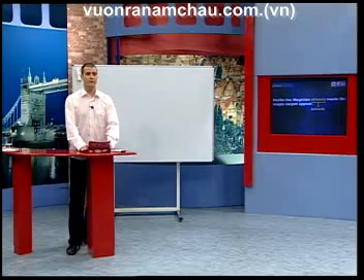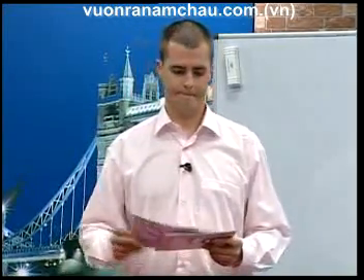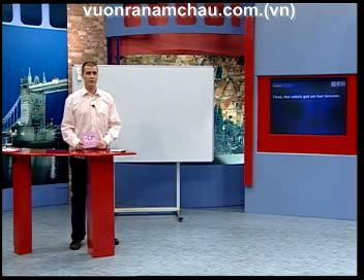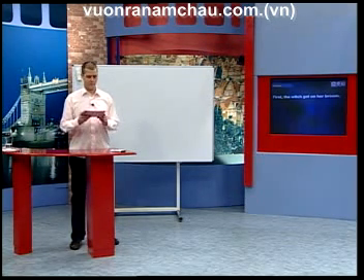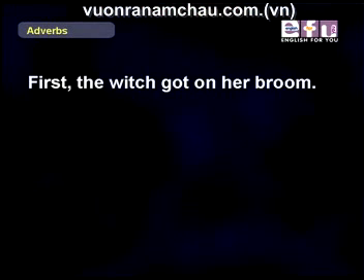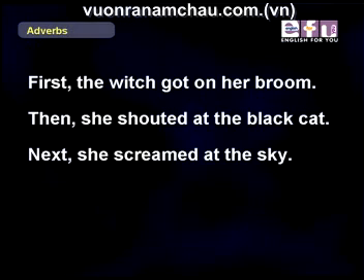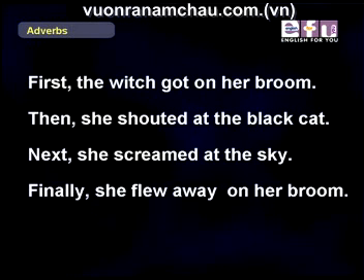There are also adverbs of sequence, and we use these to describe a process. They usually come at the beginning of a sentence, and they're usually followed with a comma. So have a look at these examples. First, the witch got on her broom. Then, she shouted at the black cat. Next, she screamed at the sky. Finally, she flew away on her broom. So in these sentences, first, next, then, and finally are adverbs of sequence.